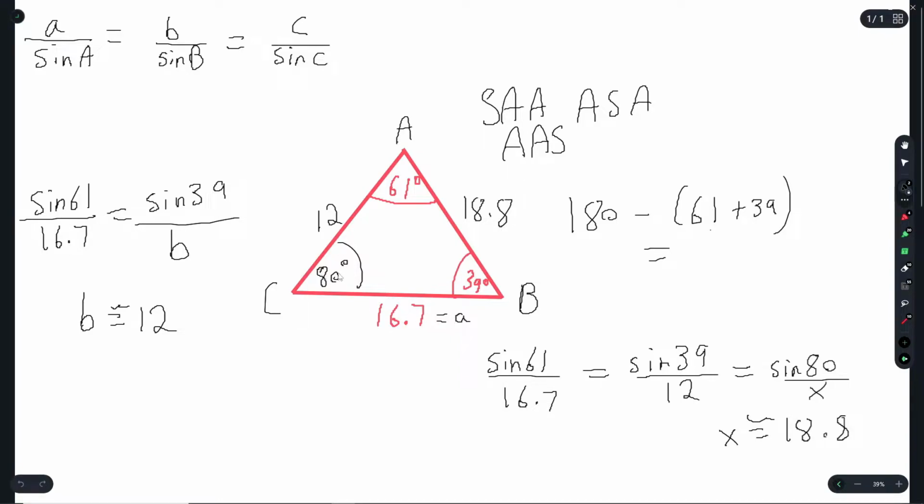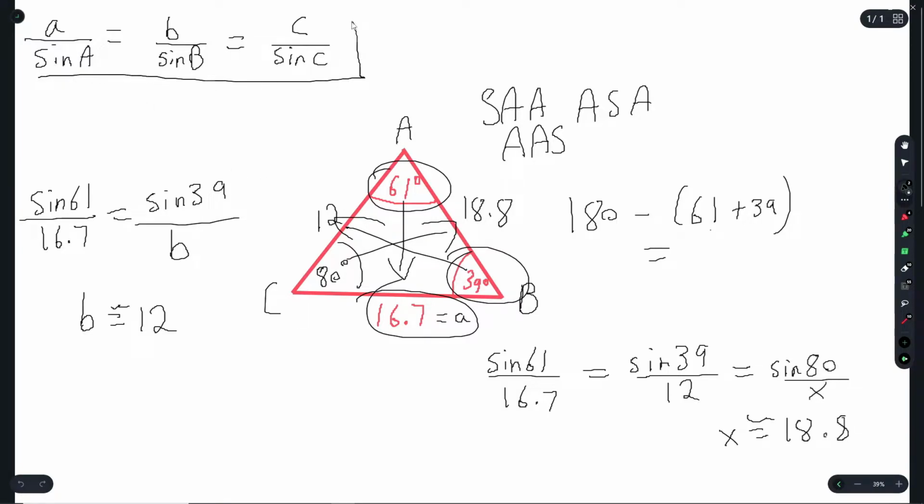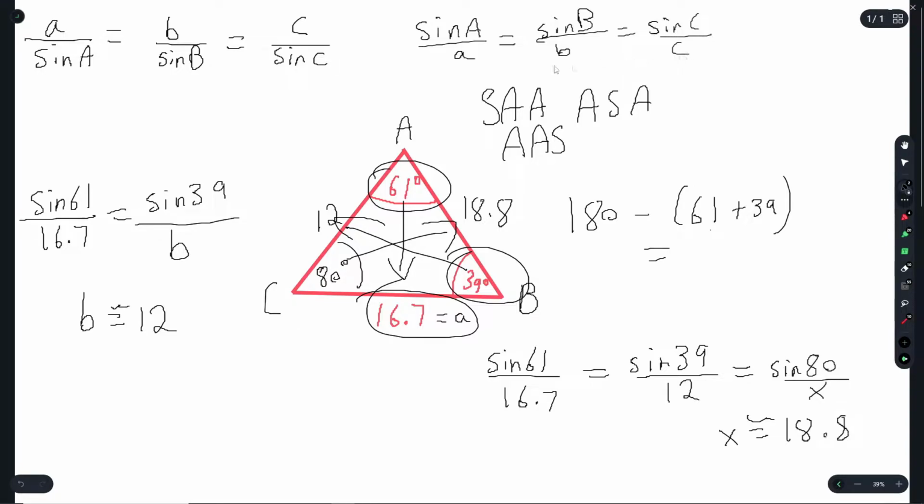You can notice a pattern here where the greatest angle will always look at the greatest side, the second greatest angle will look at the second greatest side, and the third greatest angle will look at the third greatest side. Also, you can write the law like this, or you can write it the reciprocal way: sine A over a, sine B over b, and sine C over c. They'll both give you the same thing.